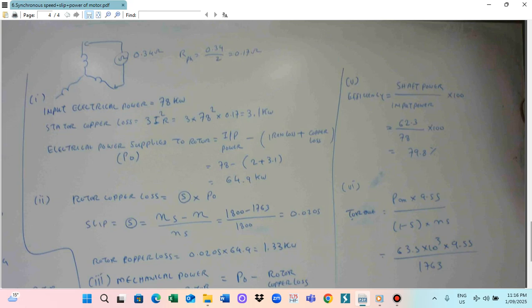And then the electrical power supplied to the rotor. There are 2 losses, stator copper loss and iron loss, that you subtract, and we get the active power supplied to the rotor. So total power input is 78 kilowatt minus the copper loss and the iron loss. In the problem, the stator iron loss is given as 2 kilowatt, and stator copper loss we already calculated as 3.1 kilowatt. Therefore we can calculate this electrical power supplied to the rotor.